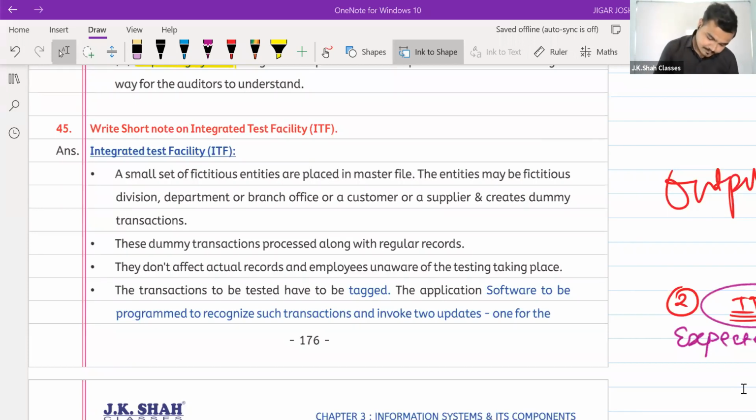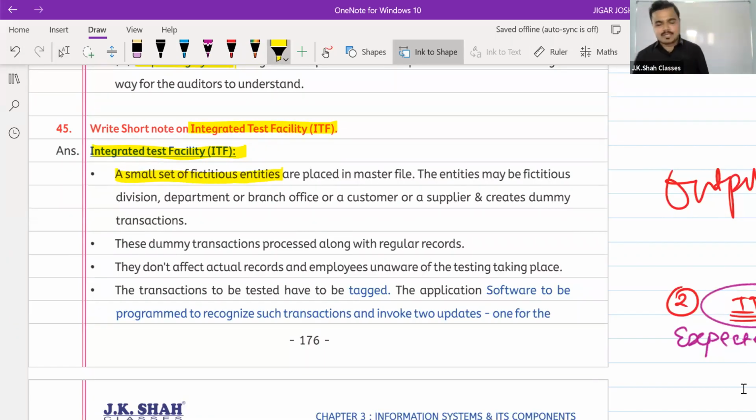Say this. The integrated test facility method. A small set of fictitious entries. What is fictitious? Sir, fake entries. Fake entries are placed in the master file. The entries may be a fictitious division, department, branch office, or a customer, supplier, and creates dummy transactions. What is dummy? Sir, again the same, fake transactions.